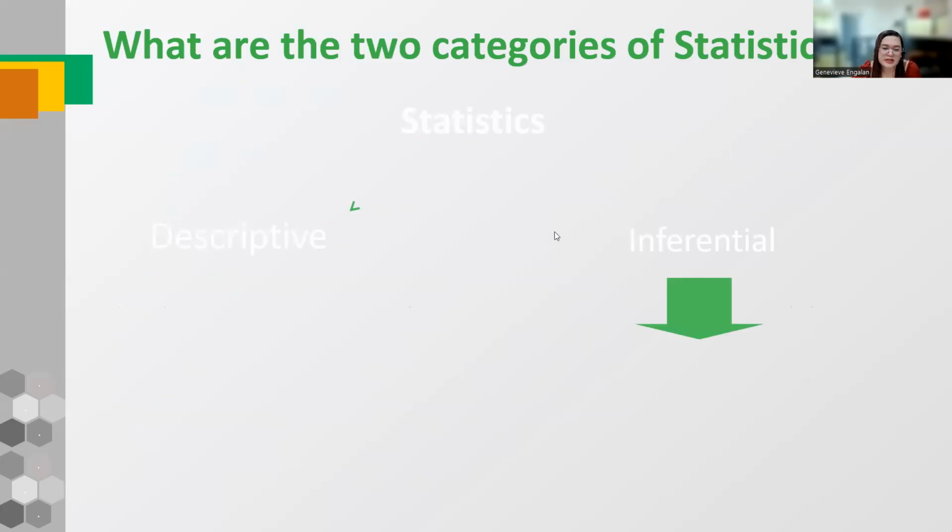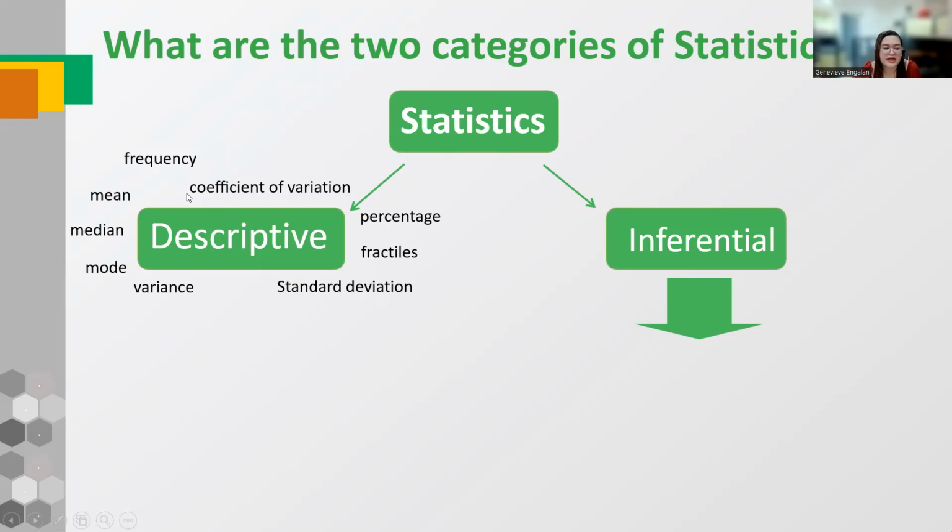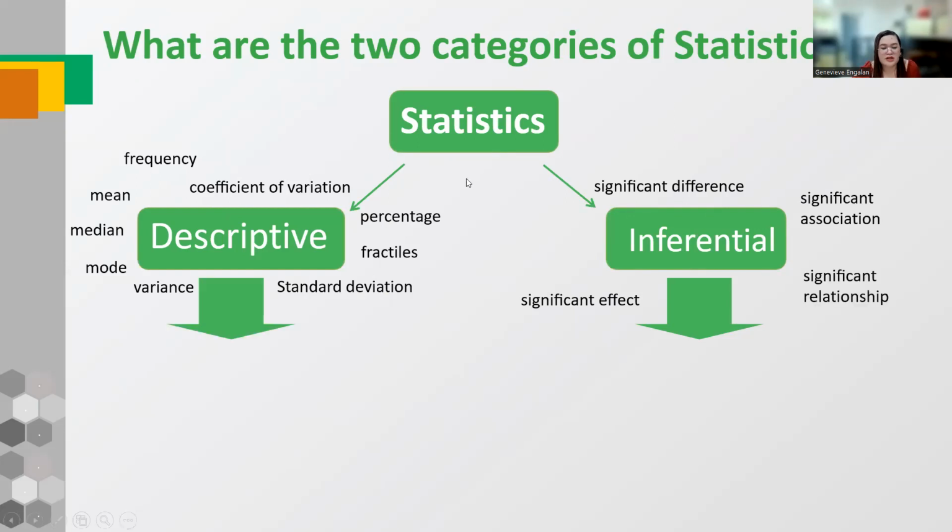So there are two categories of statistics. We have the descriptive and the inferential statistics. So kining sa descriptive statistics, we have the frequency, the coefficient of variation, percentage, fractals, we have the standard deviation, kanang mga mode, mga variance, mga mean, median. Okay, while sa inferential statistics is kanang mga significant difference, significant effect, significant association, significant relationship, no? So, unsa man ang descriptive kung kanay man gani ang mga keywords niya.